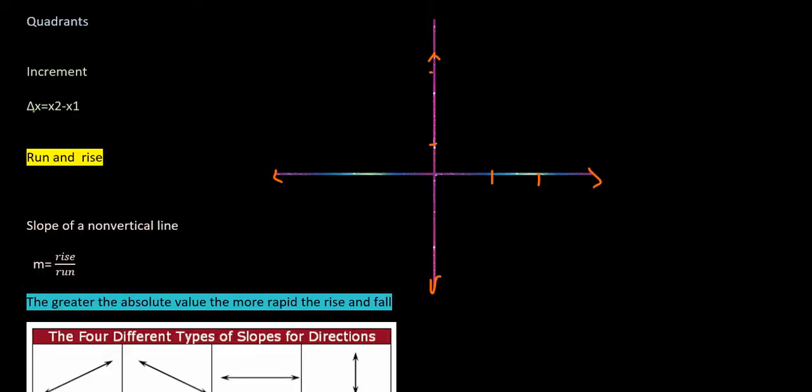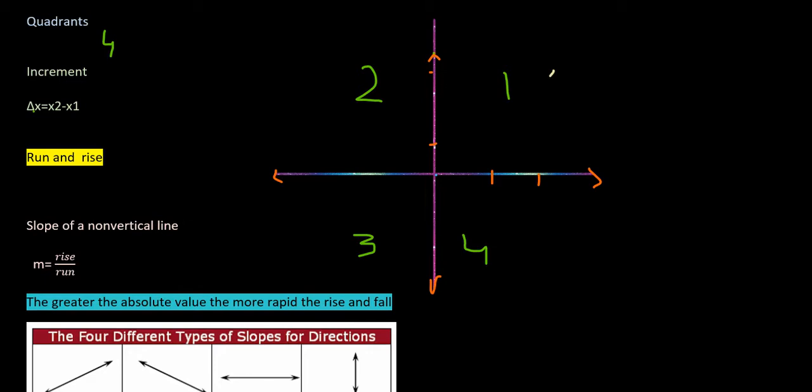So next we are going to discuss quadrants. In a Cartesian coordinate system, we have four quadrants. This is our first quadrant, this is our second quadrant, this is our third quadrant, and this will be our fourth quadrant.